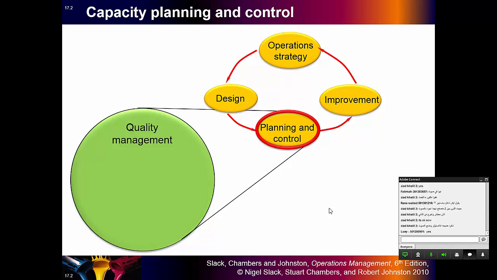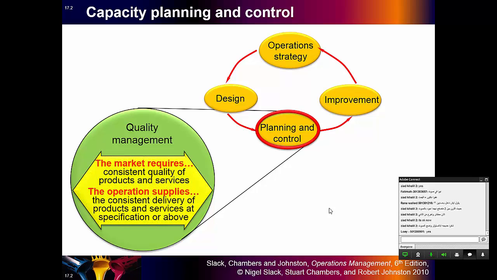And as you can see in the presentation, for quality management we have two places that we need quality management in. The first one is the market requirements, and the other one is the operation supplies. So for each one of them, we need the quality to exist.